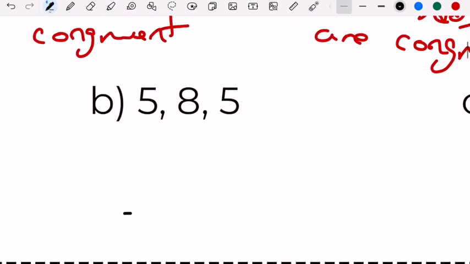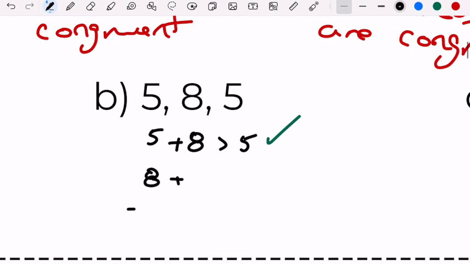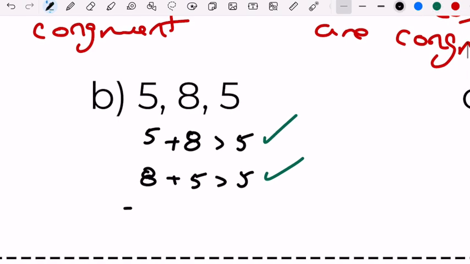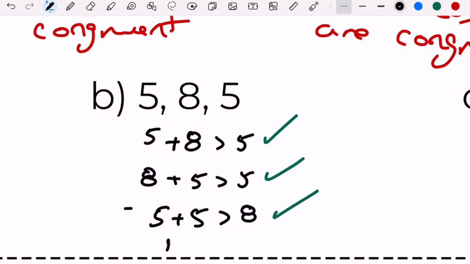In this next one, I have to check that 5 plus 8 is bigger than 5. It is. Awesome. 8 plus 5 is bigger than 5. It's the same. Yes. And then the final one that we have to check is just that 5 plus 5 is bigger than 8, and that also happens. So this is a triangle, and not only a triangle, but an isosceles triangle.